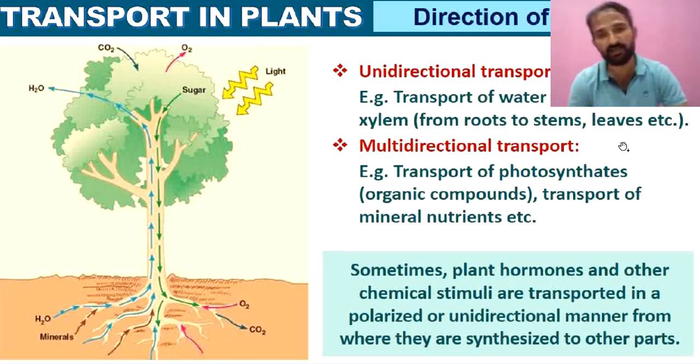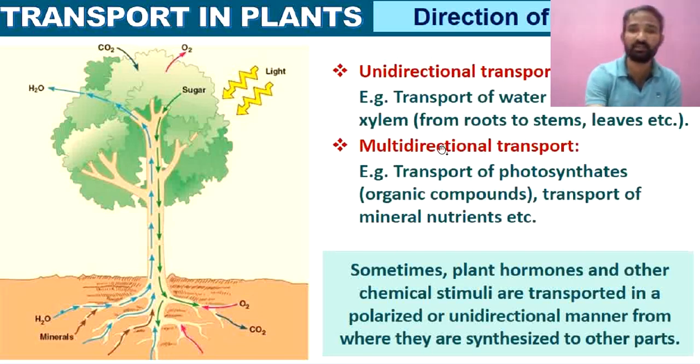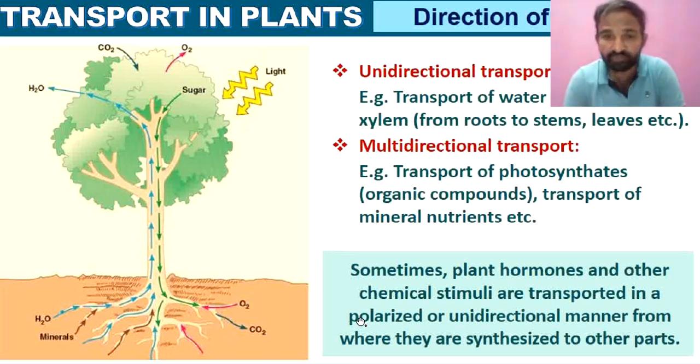As well as the products of photosynthesis, some other hormones, plant growth regulators and chemical stimuli are also transported in a unidirectional manner from where they are synthesized to the other parts. Here we give one best example: the chemical stimulus auxin. Auxins are mainly synthesized in the root system and move toward the stem, mainly reaching the stem apical portions, and they show the physiological response. So plant hormones and other chemical stimuli are also transported in a polarized or unidirectional manner.